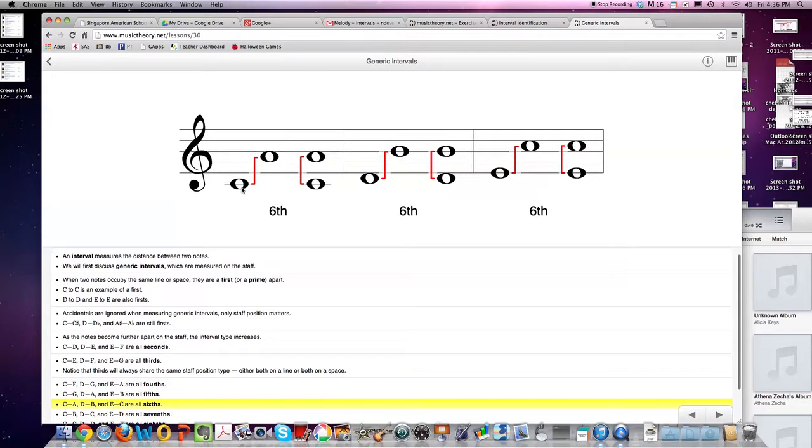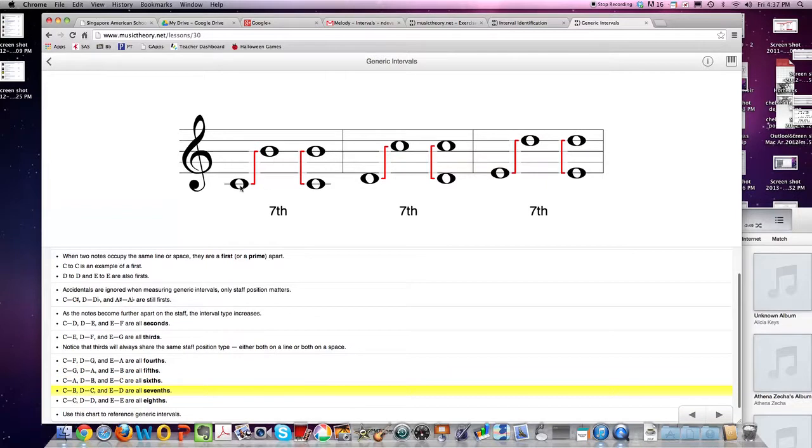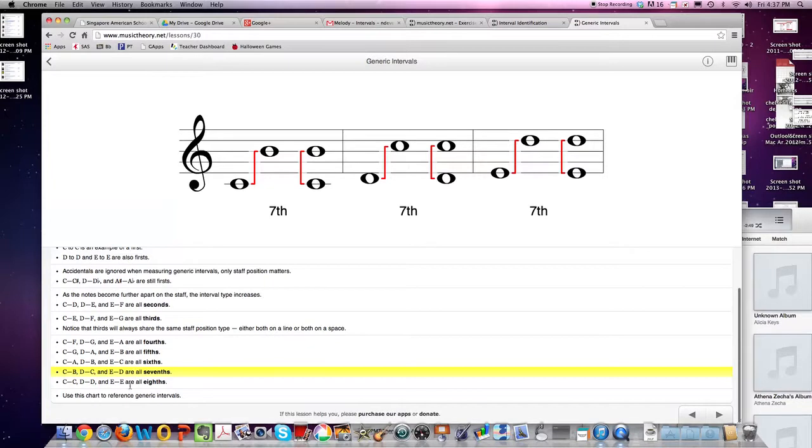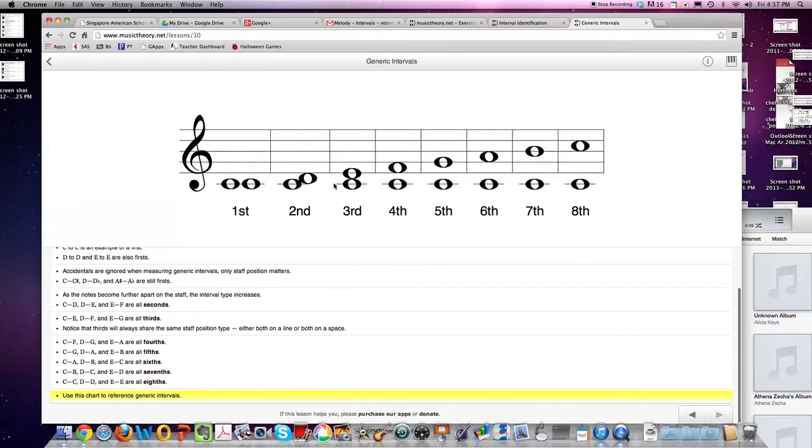A sixth, 1, 2, 3, 4, 5, 6. Major sixth. And here's the seventh, 1, 2, 3, 4, 5, 6, 7. Again, I'm just counting the lines and spaces. That's how you identify it in your music. Okay, and then of course the eighth also has a special name. It's called an octave. Okay, so here's all of the intervals sort of placed in a row.